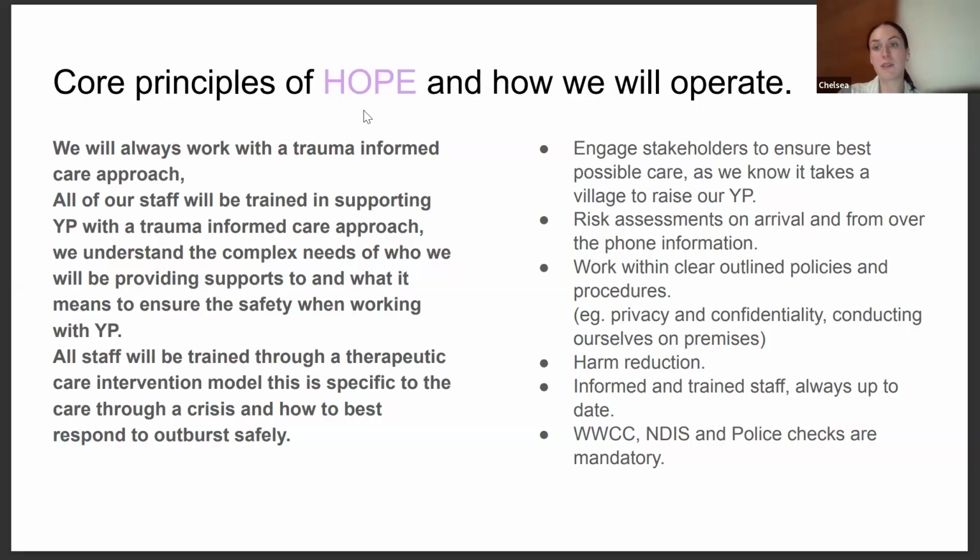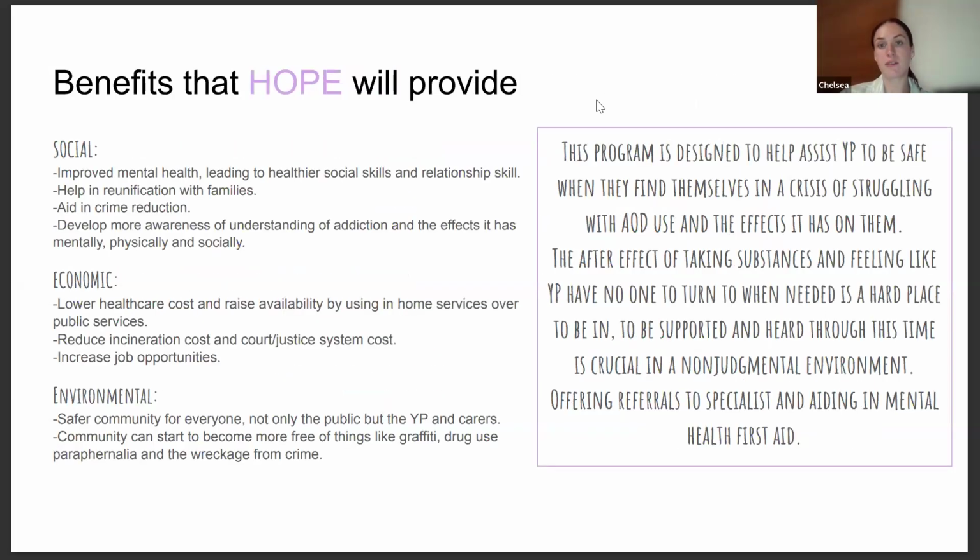Risk assessments on arrival and from over-the-phone information. Information will also be gathered depending on who calls. It could be the young person themselves or carers that are needing more support. We always work within clearly outlined policies and procedures: privacy and confidentiality, conducting searches on premises, harm reduction, and informed and trained staff, always up to date. All of our staff will have Working With Children checks, police checks, and NDIS checks. These are all mandatory to ensure the safety of these young people and who we are around.